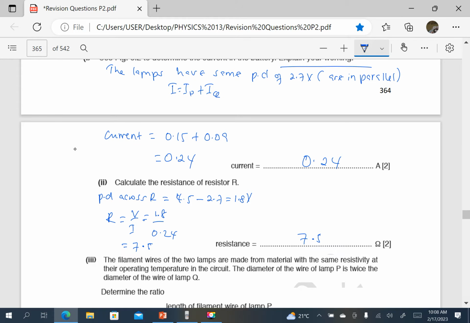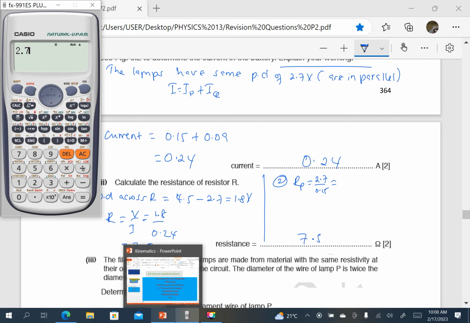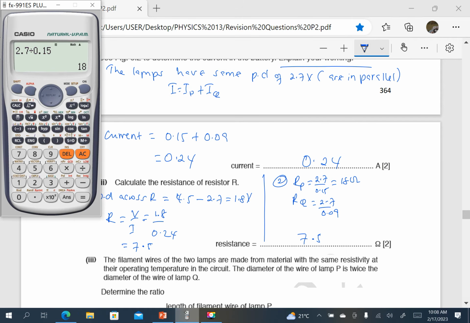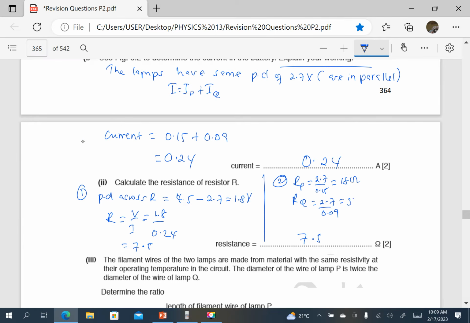We can use method 2, which involves using resistances. Method 2, we can find the resistance across P. Since we know the PD across P, we know the current through P. The resistance is the PD, 2.7, divided by the current, 0.15, which is 18 ohms. We can also find the resistance across Q. Since the PD is 2.7 and the current we got as 0.09, 2.7 divided by 0.09 is 30. So that is the resistance across Q.